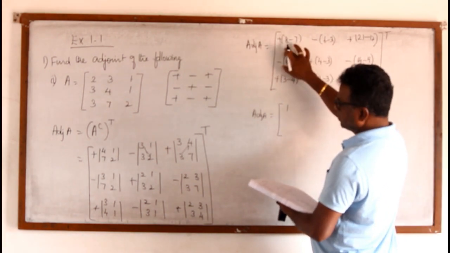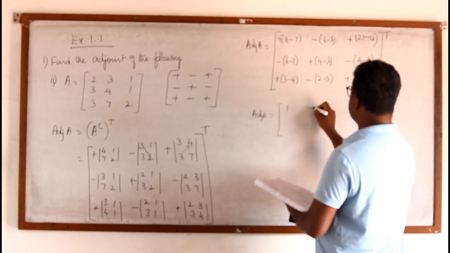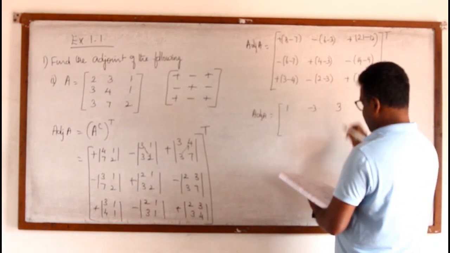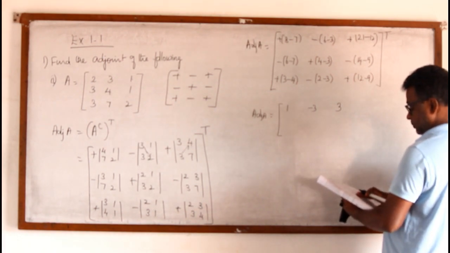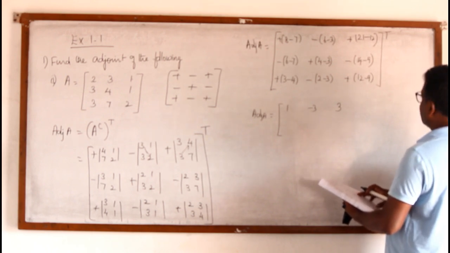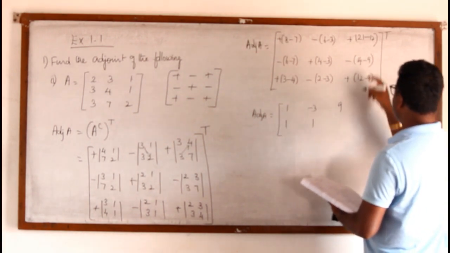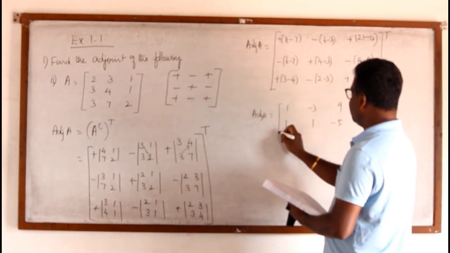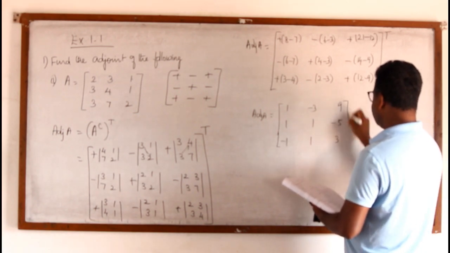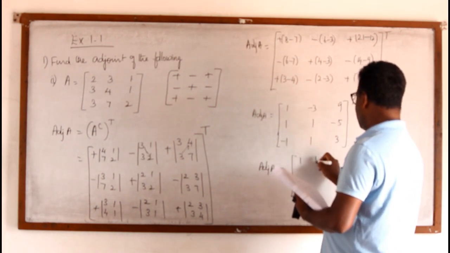Therefore, adjoint of A equal to: 8 minus 7 is 1. Then it is 6 minus 3, minus 3 because of the minus sign. 21 minus 12 is plus 9, sorry. 6 minus 7 is minus 1, so plus 1. 4 minus 3 is 1. 14 minus 9 is 5, so minus 5. 3 minus 4 is minus 1. 2 minus 3 is minus 1, so plus 1. 12 minus 9 is 3, so plus 3. Now the transpose. When you transpose, you will get 1, 1, minus 1.